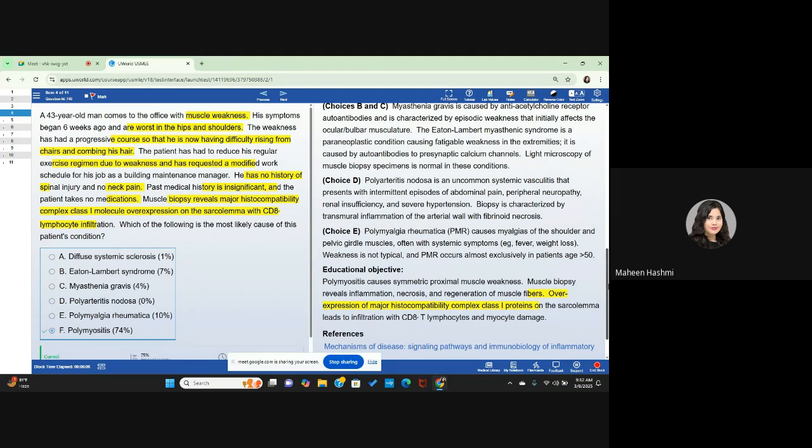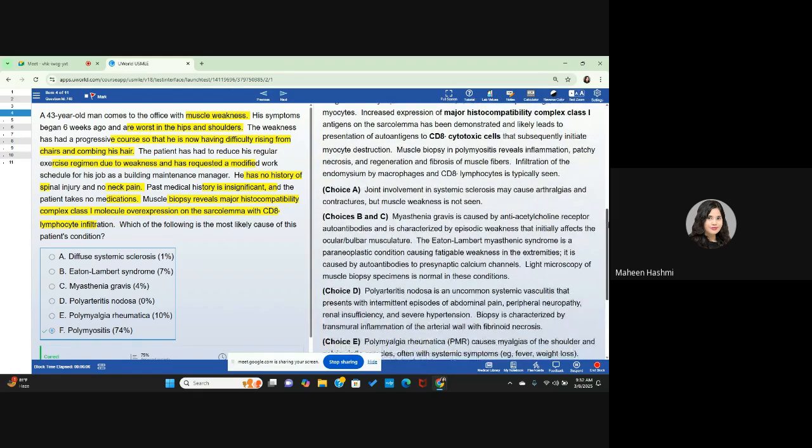Systemic sclerosis, guys, what do you mean by that? Tightening of the skin, fibrosis, sclerosis, hardening of the skin, fibrosis. What type of autoantibodies do you see in them?